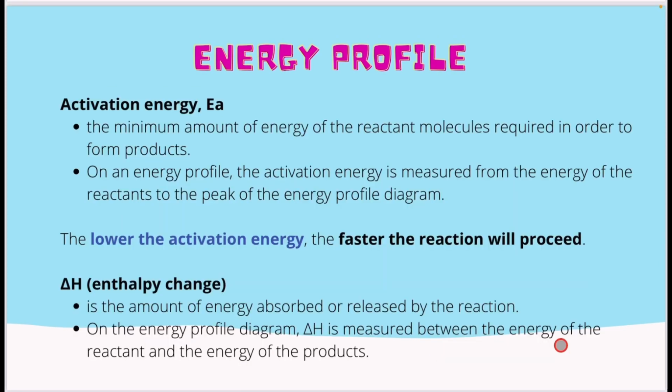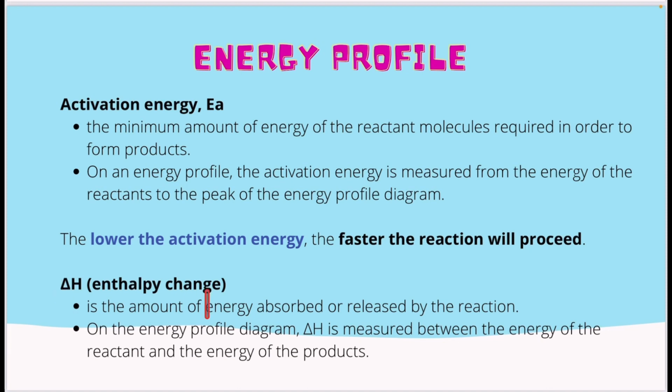In the energy profile, the activation energy is the minimum amount of energy the reactant molecules require in order to form products. On an energy profile, the activation energy is measured from the energy of the reactants to the peak of the energy profile diagram. The lower the activation energy, the faster the reaction will proceed.